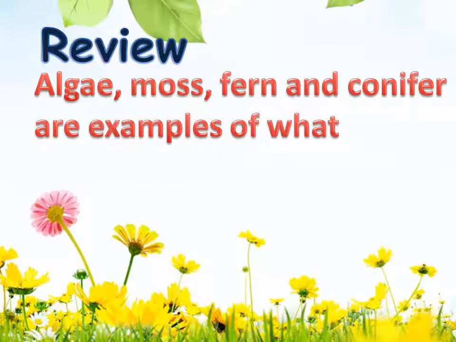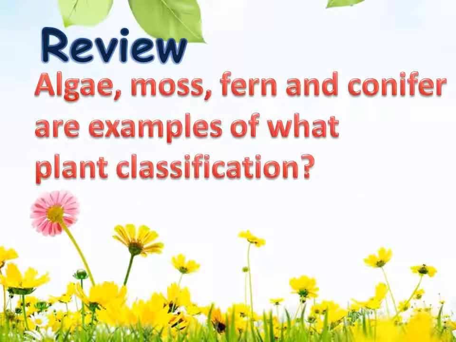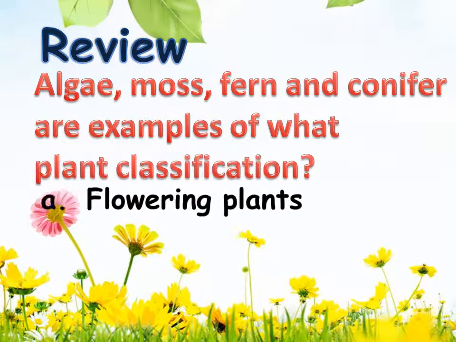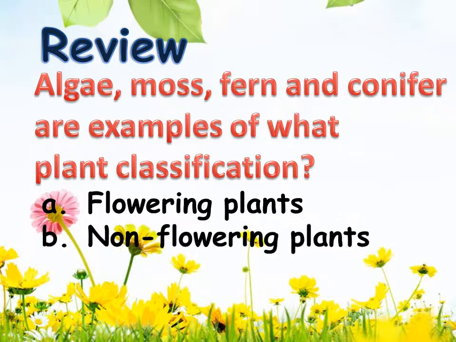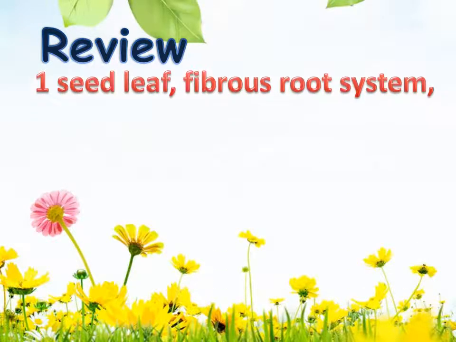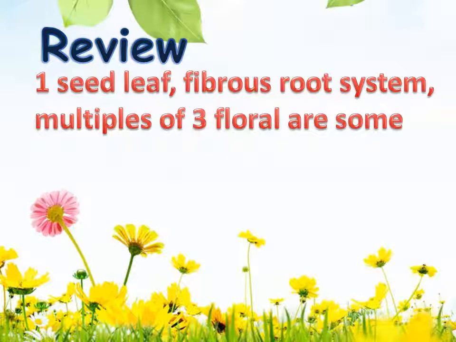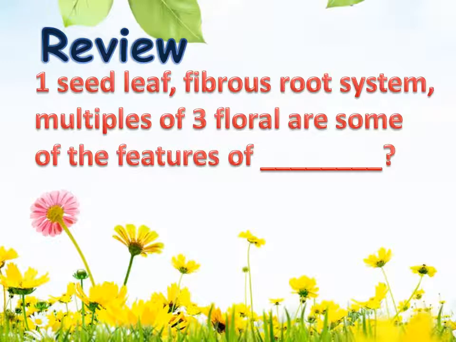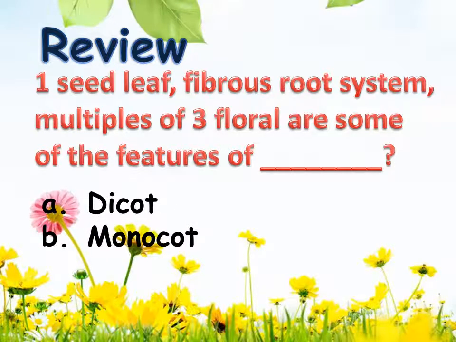Algae, moss, fern, and conifer are examples of what plant classification? A. Flowering plants. B. Non-flowering plants. Answer is non-flowering. One seed leaf, fibrous root system, multiples of 3 floral parts are some of the features of A. Dicot. B. Monocot. The answer is B. Monocot. Remember, the question is about one seed leaf, fibrous root system, multiples of 3 floral parts.